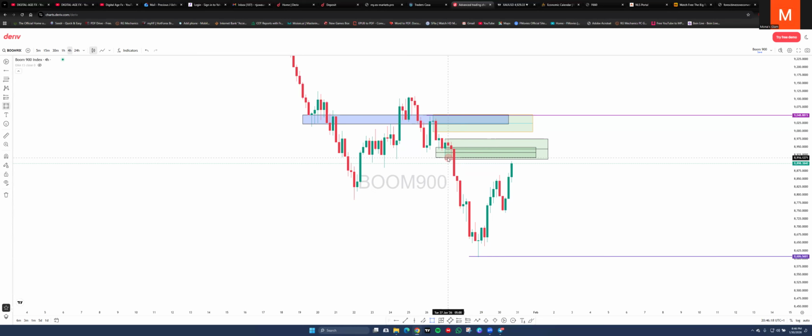So market is currently in the fair value gap area. Let me put it down there. I like to change the color of the fair value gap so that I know what is a fair value gap. If you look at it, market is currently in that fair value gap area of 4 hours.